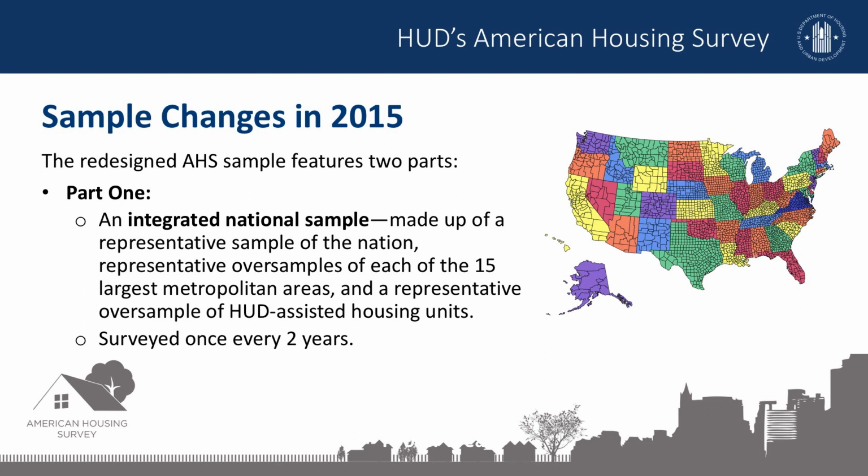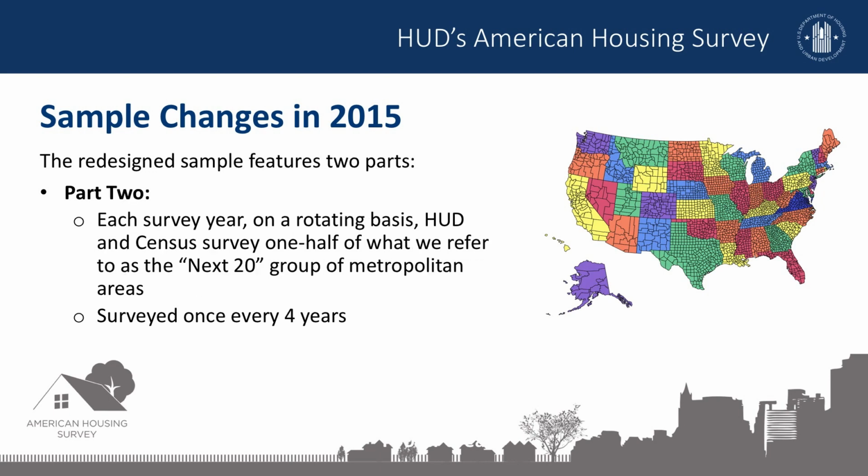HUD and Census survey the entire integrated national sample once every 2 years. Part 2 of the redesigned sample includes representative samples of selected metropolitan areas. Each survey year, on a rotating basis, HUD and Census survey one half of what we refer to as the next 20 group of metropolitan areas ranging from 16th to 51st largest by population. That means we survey each member of the next 20 group of metropolitan areas once every 4 years.